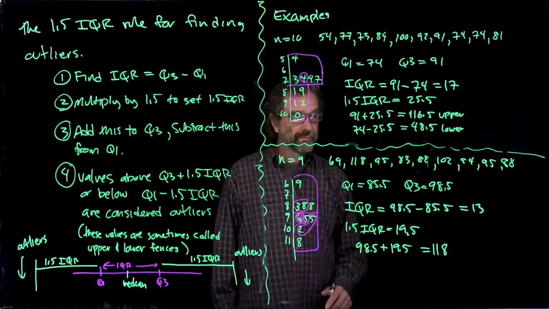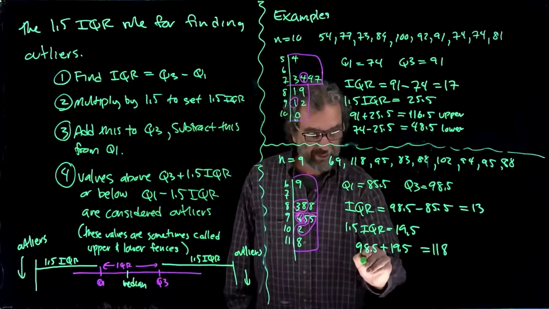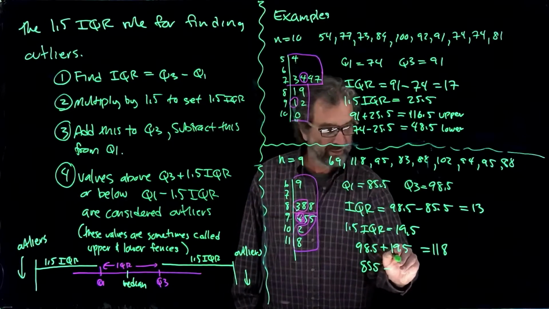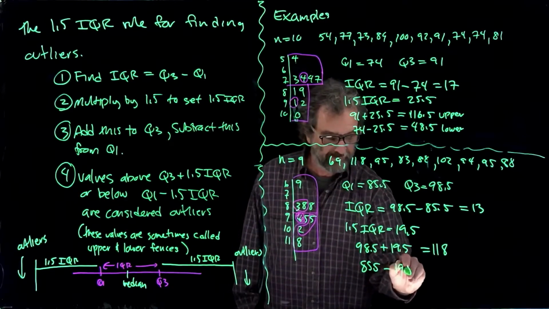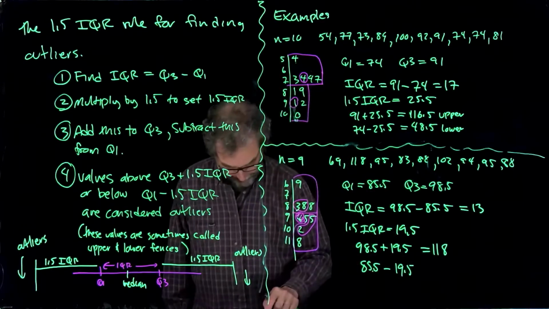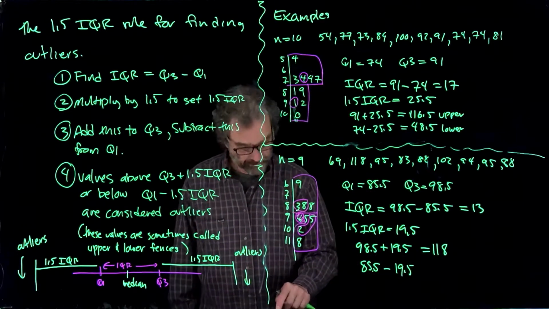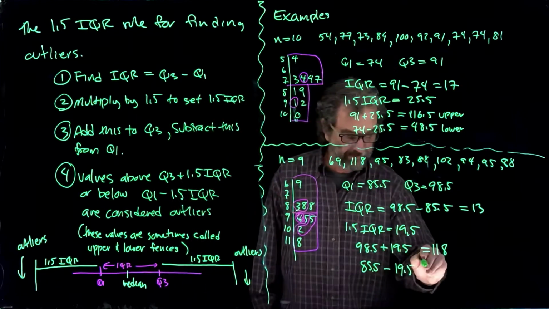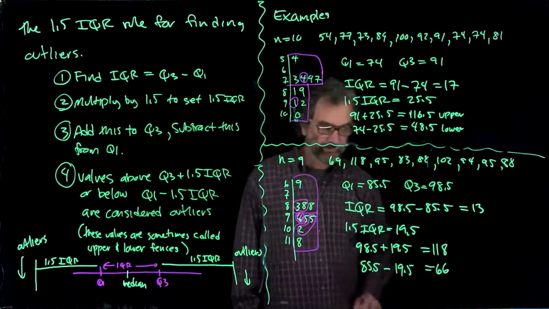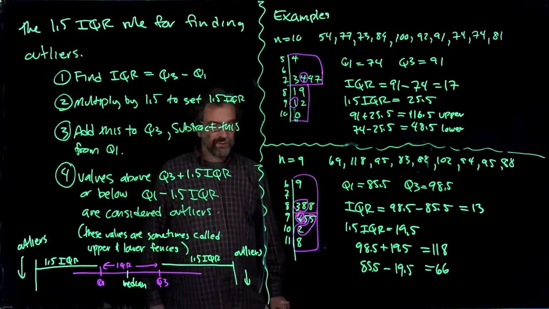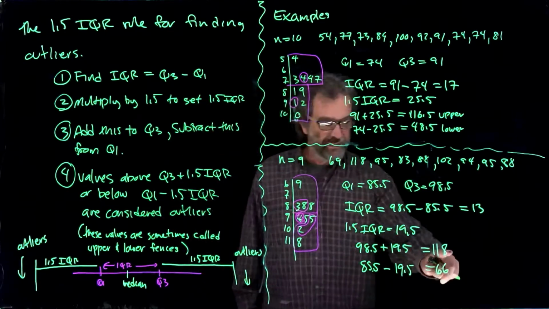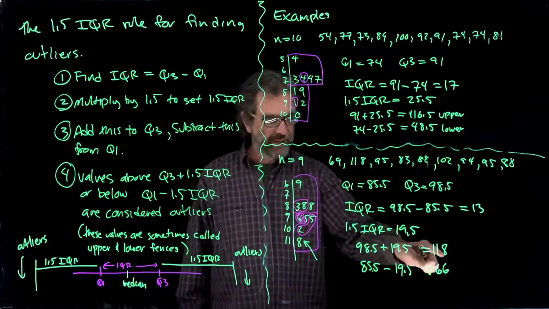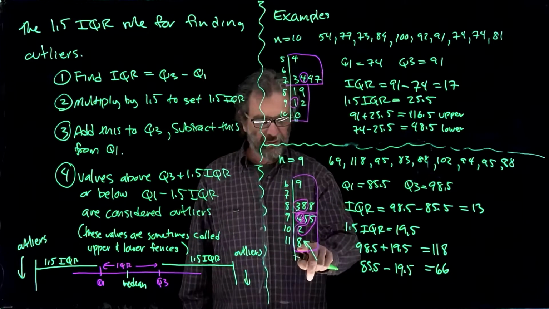And then that was the big one. Then we take the small one, 85.5, subtract off 19.5. That's 66. So you have to be at least as big as 118 to be considered an outlier. Ordinarily, they say it has to break that barrier. So on the border.